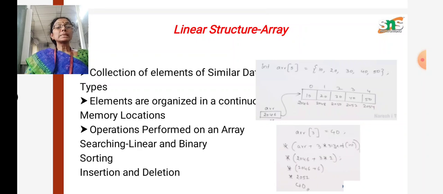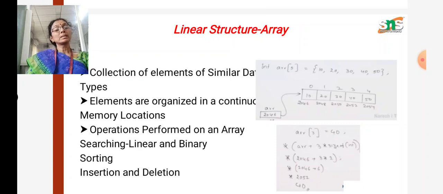So what is ARR? The starting value is 2046 plus 3 into 2, that is 6, so the 3rd index address is 2052. Then star of 2052 returns the value inside that address, which is 40. That is the way we can assign or get the value at every index of an array. This is a simple explanation of an array.